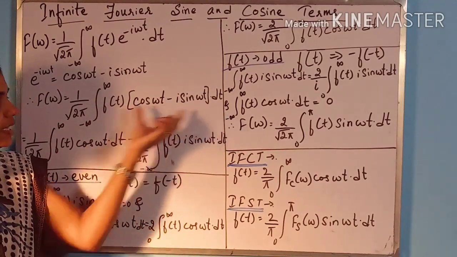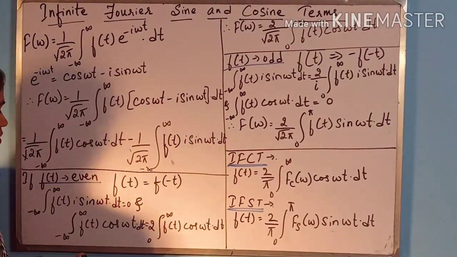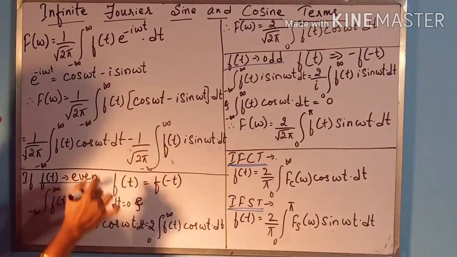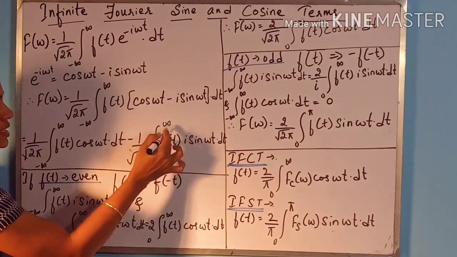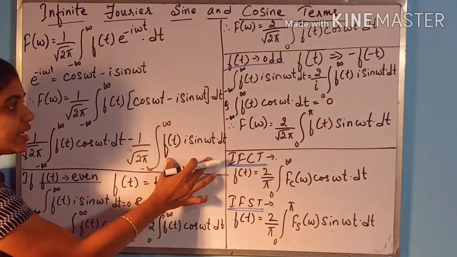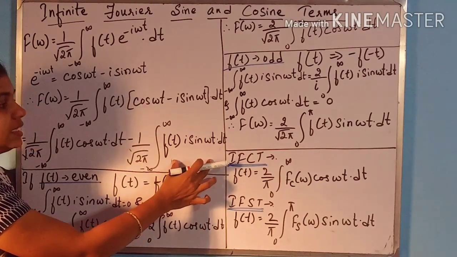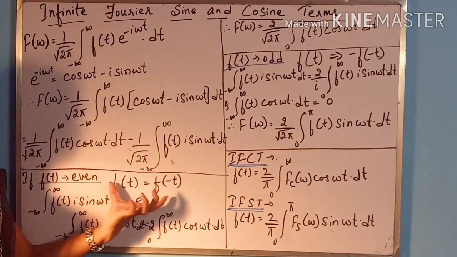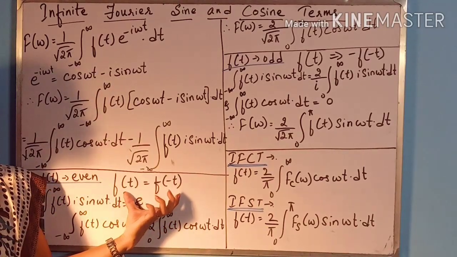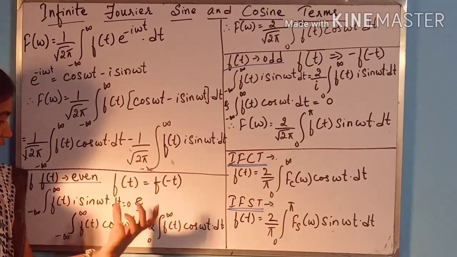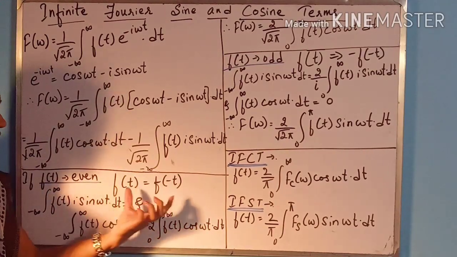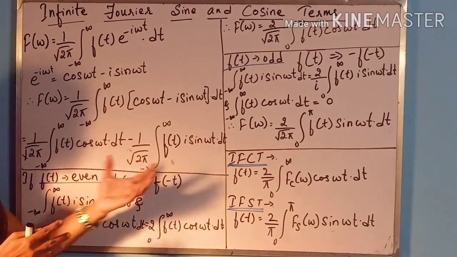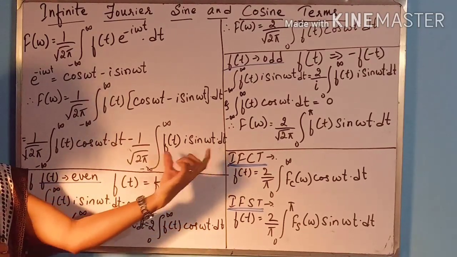Now I will separate these two integrals. So I will get 1 by root 2 pi, integral from minus infinity to infinity of f of t cos omega t dt, minus 1 by root 2 pi, integral from minus infinity to infinity of f of t i sin omega t dt. Alright. If the function is even, we know that f of t is equal to f of minus t. So when we represent it in the integral, we see that this function is going to become equal to 0.